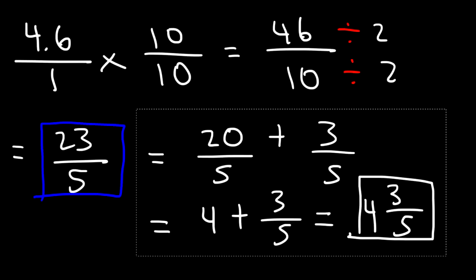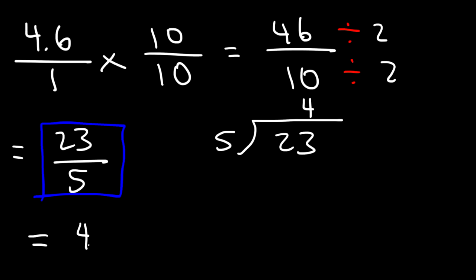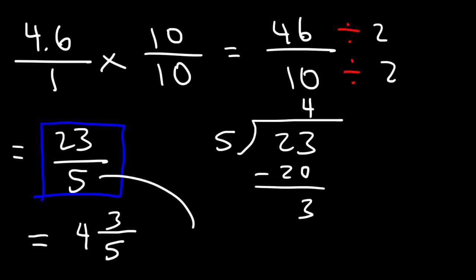Now the other method, which you might be more familiar with, is long division. So you can ask yourself, how many times does 5 go into 23? 5 goes into 23 4 times. And so you get the whole number 4. Now 5 times 4 is 20, and 23 minus 20 is 3. So you get a remainder of 3, and this number is going to be the same. So the denominator of a fraction and its mixed number will be the same. Just keep that in mind.